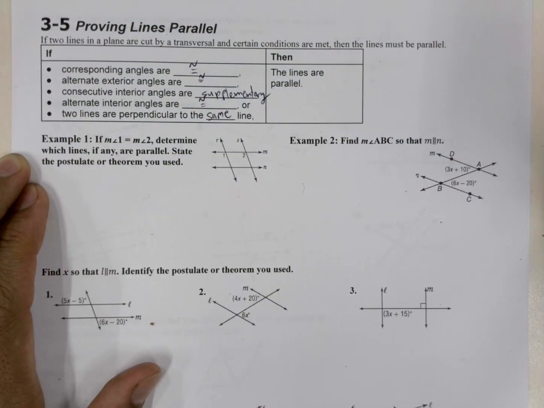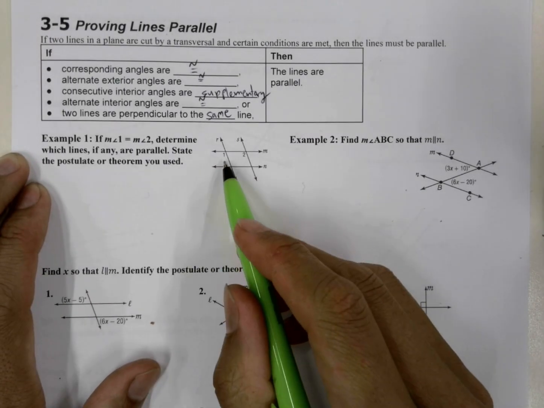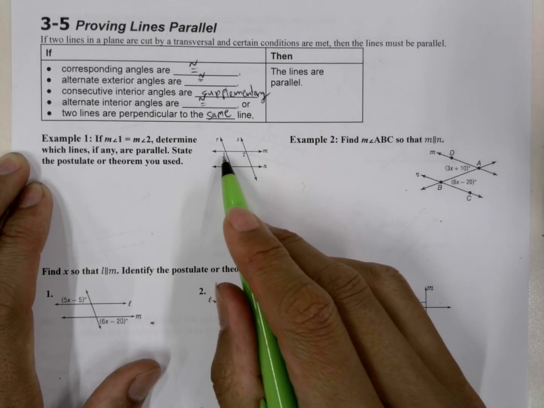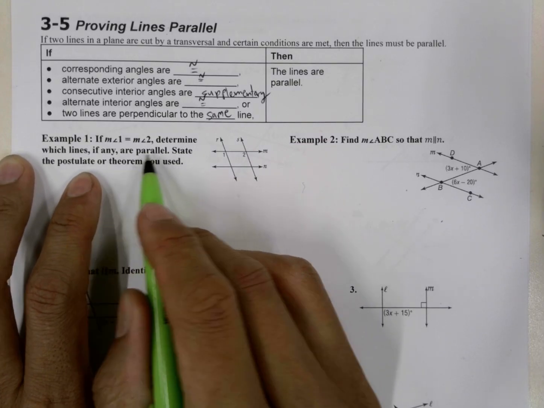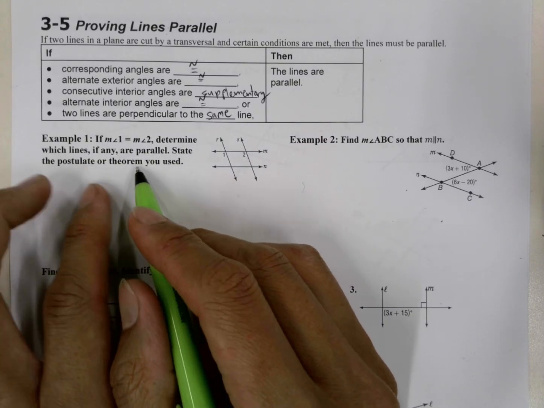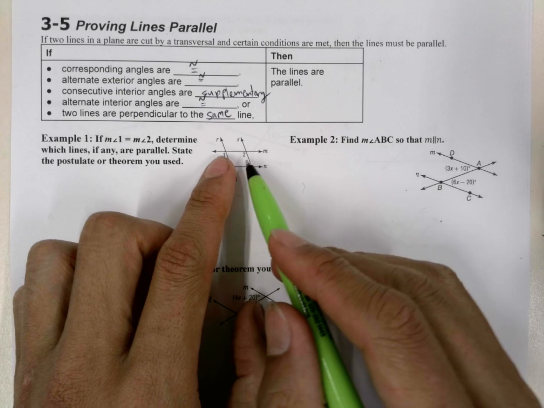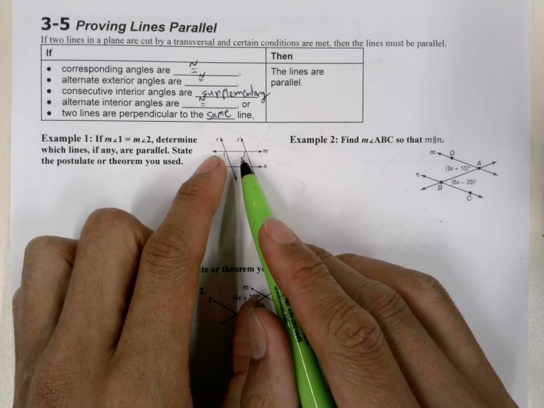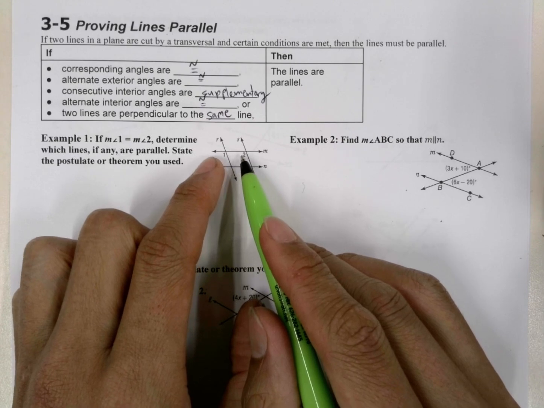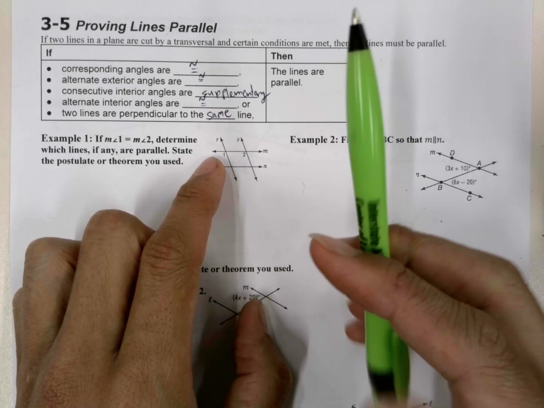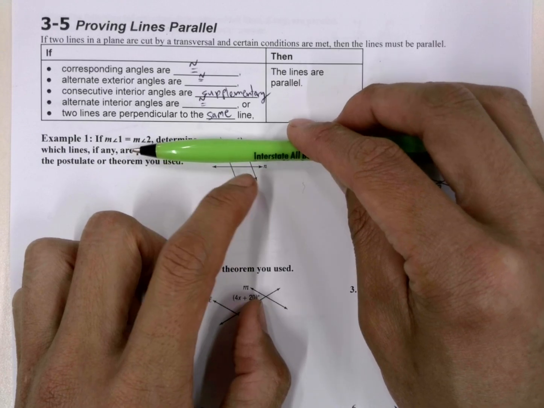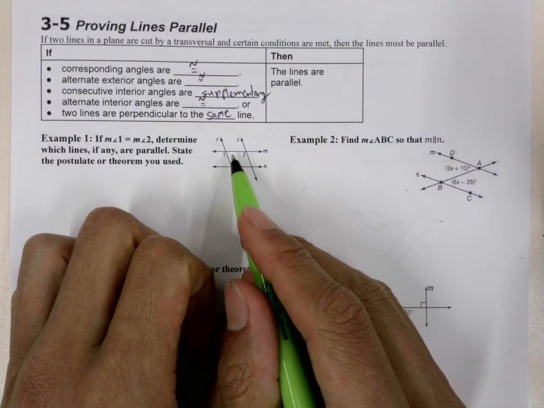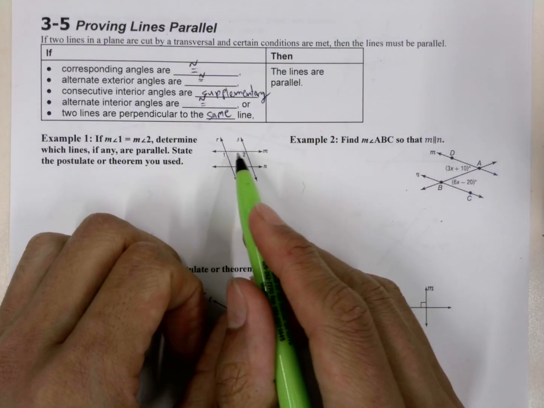Let's look at number 1. It's if angle 1 is equal to angle 2, then determine which lines, if any, are parallel and state the postulate or theorem that you used. Well, first thing you want to do is identify the transversal that's creating the two angles. And what is the transversal? Well, it's the line that is a side of both angles.